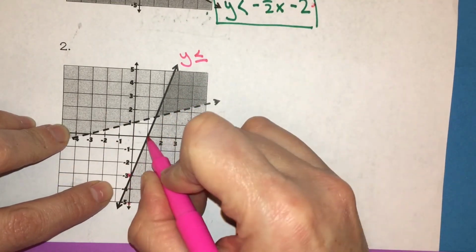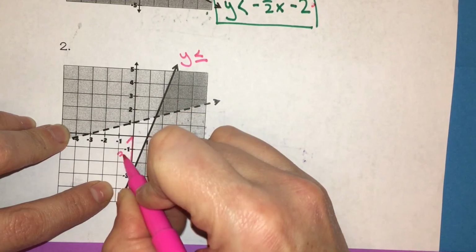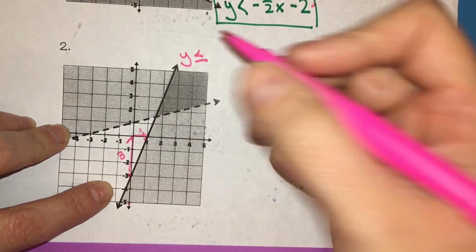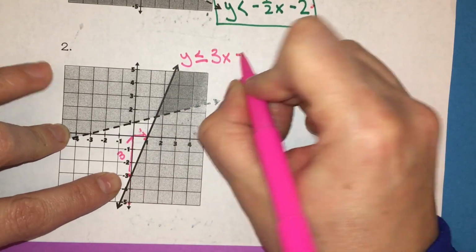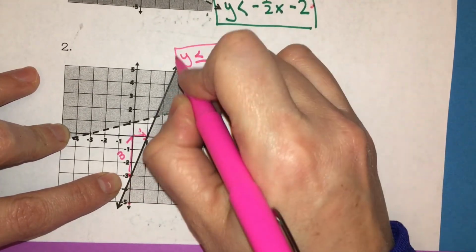Slope. We have rise 3, run 1. So 3 over 1 reduces to 3. X goes through the y-axis at -3, so -3.